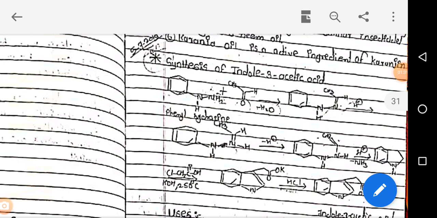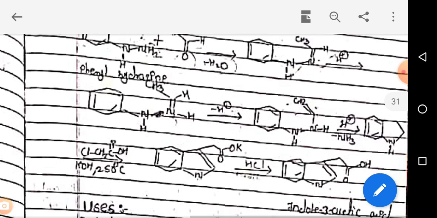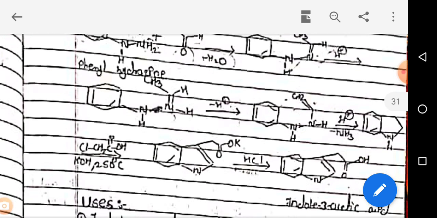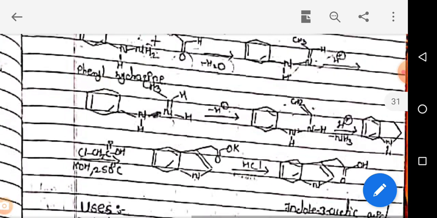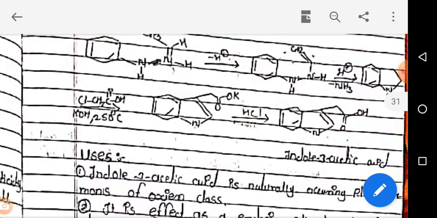In indole 3 acetic acid, the starting material is phenylhydrazine. While writing the reaction, phenylhydrazine reacts with the aldehyde. In the reaction with the aldehyde, a coupling reaction takes place with the formation of an intermediate, then removal of H plus ions and formation of the next intermediate, and finally we will get the product, indole 3 acetic acid.